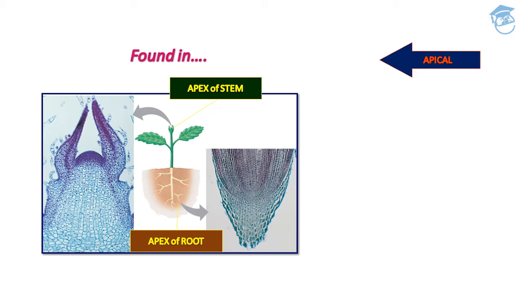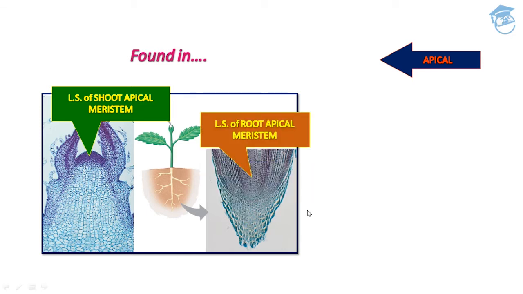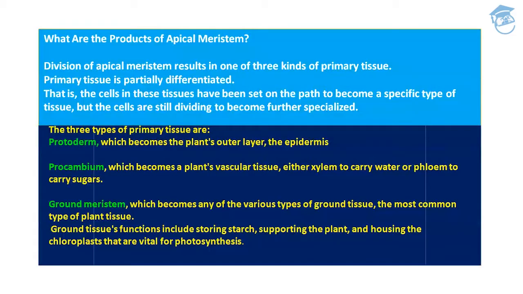That is, the tip of the root and stem. This is the longitudinal section of shoot apical meristem, and this is the longitudinal section of root apical meristem. It is responsible for increase in linear growth, that is longitudinal growth, or it helps in improving the length of the plant body. Now, what are the products of apical meristem?